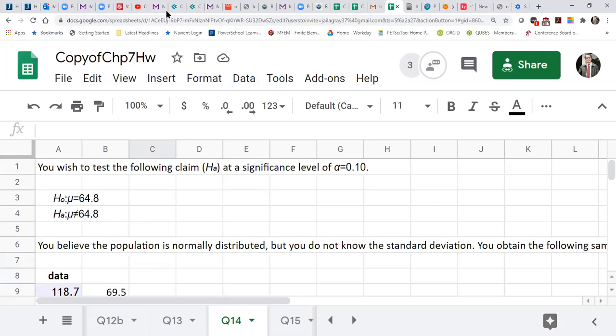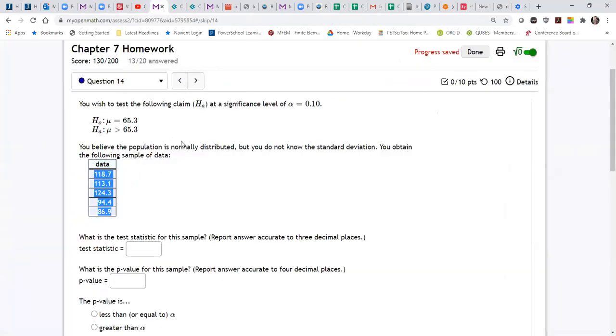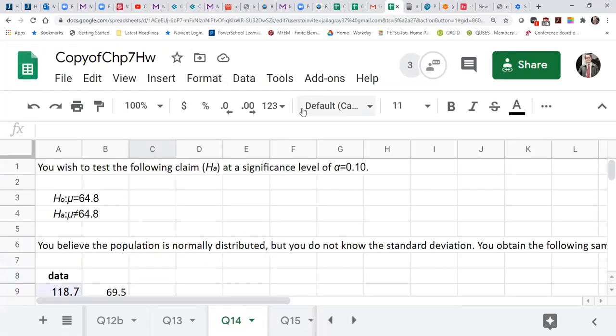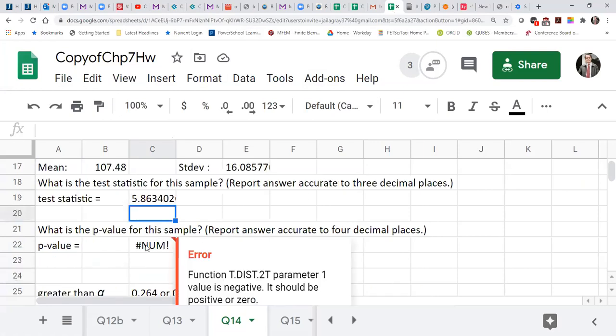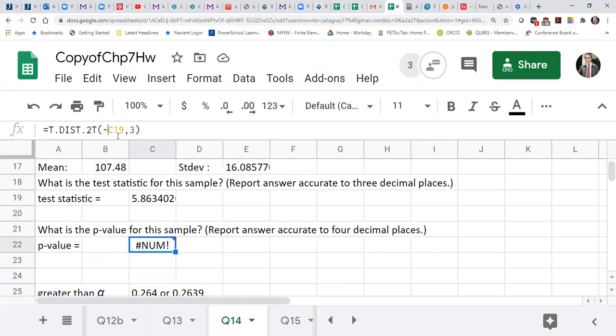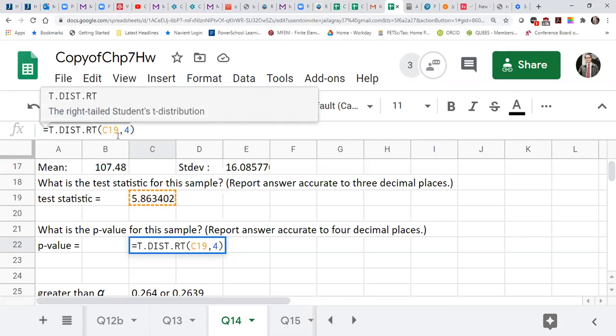that means two-tailed test. But for our problem here, it's right-tailed test. So you need to change this to positive, and the degree of freedom is because you have 5, so the degree of freedom is 4 here. And you have right-tailed test, so you need to change this to RT. RT means right-tailed test.